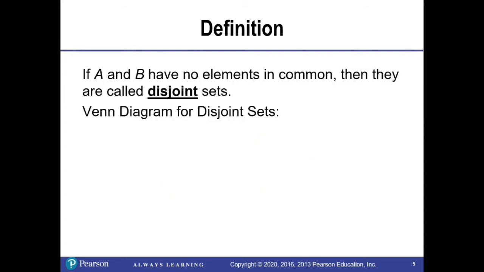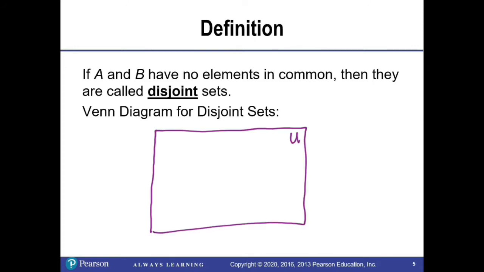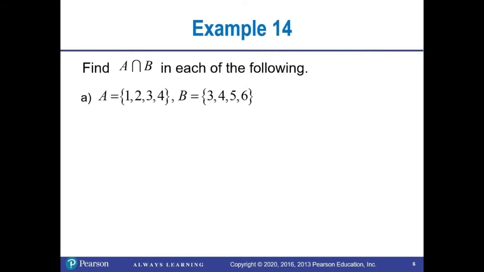If A and B have no elements in common, then they are called disjoint sets. For our Venn diagram, we begin with a rectangle. Draw your loop A, but this time, because the sets are disjoint and have no elements in common, our loops do not overlap.